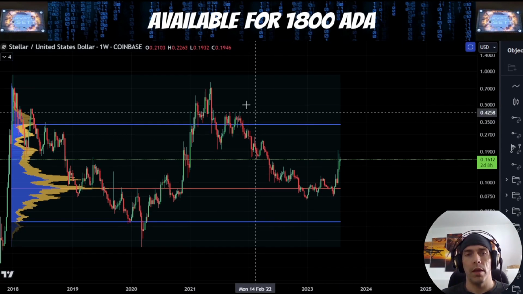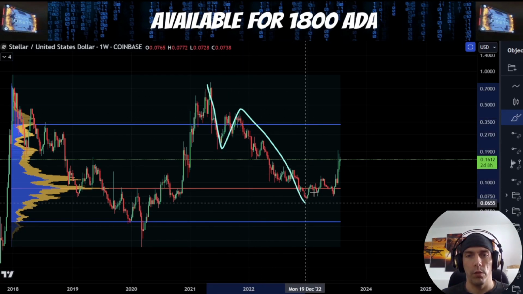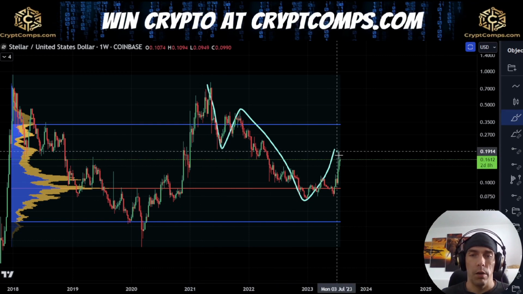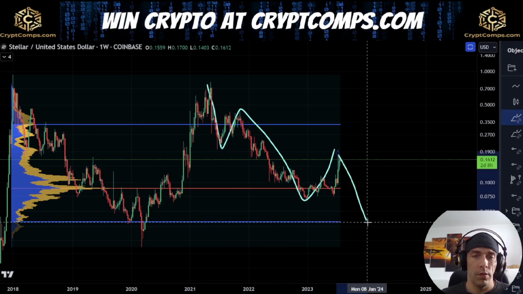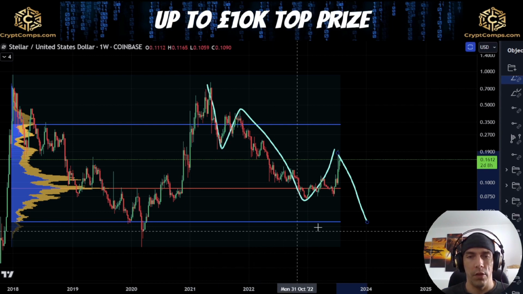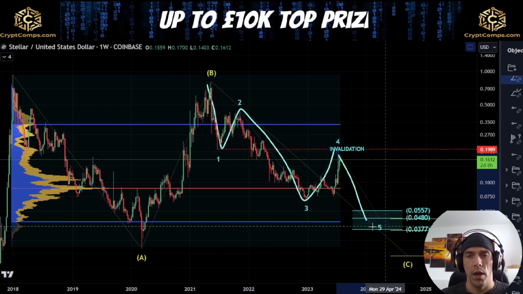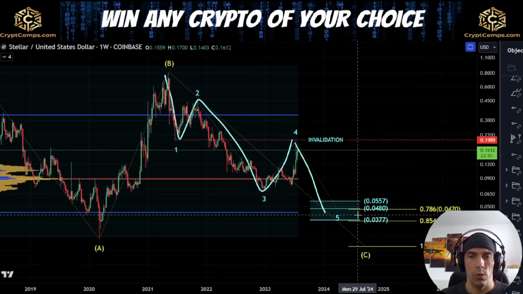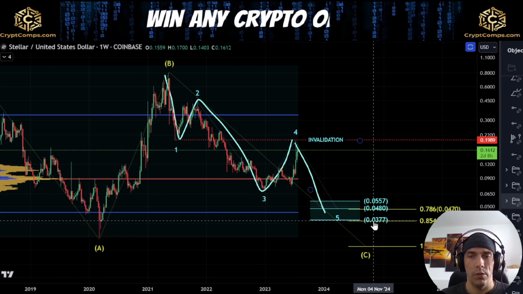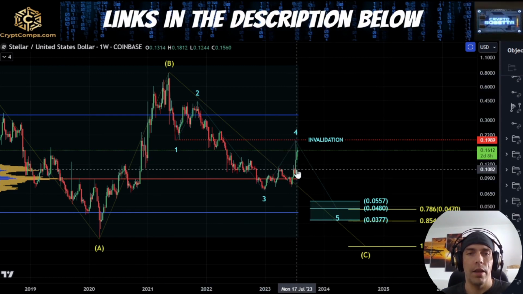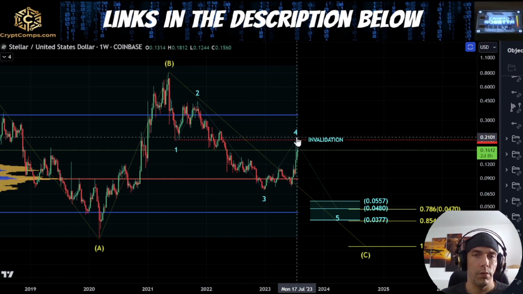Alternatively, if we are talking about that possibility of seeing this as 1, 2, 3, 4, and we fail to push back above this level here, and we do see that fifth wave come in, there is a bit of confluence with that fifth wave idea and the potential of coming down into this value area low, which would align with coming back towards the zone of the 0.557 to the 0.377. So we're going to have to see whether we actually manage to invalidate this.